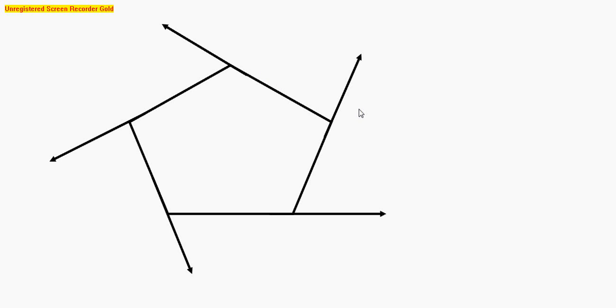Alright, so this is the second video on interior and exterior angles. The first video talked about the interior angles, again the angles on the inside of the polygon. This video is going to talk about the different types of questions they could ask you about exterior angles. Okay, and so again, exterior angles are on the outside.